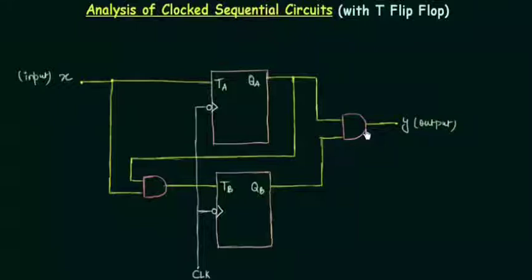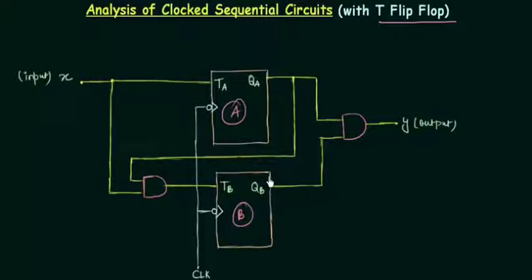This is the analysis with T flip-flop, and this is the last part, or you can say the last lecture in this analysis part. On your screen you can see the circuit having the T flip-flops, and the two T flip-flops are, let's say, A and B. The outputs are QA and QB.